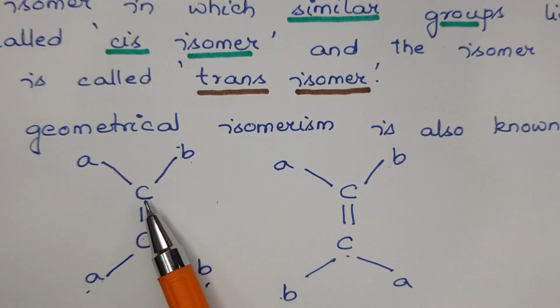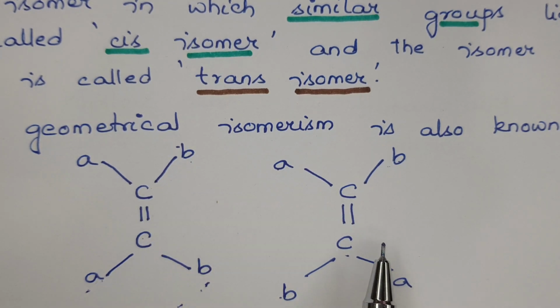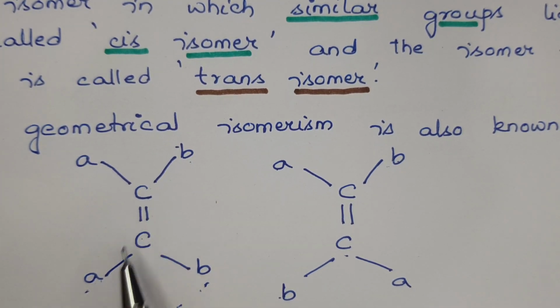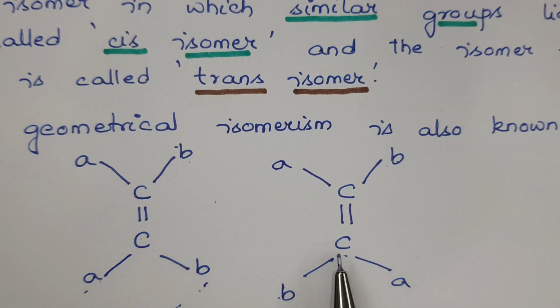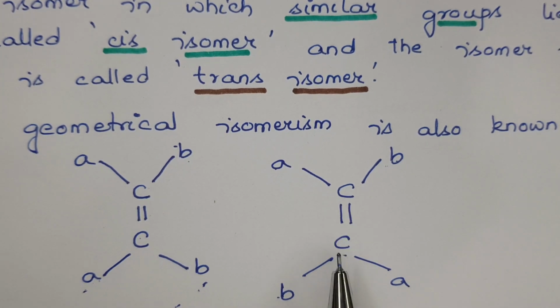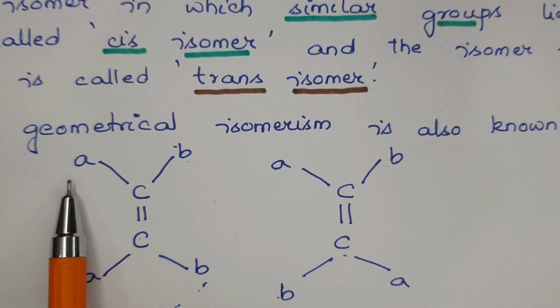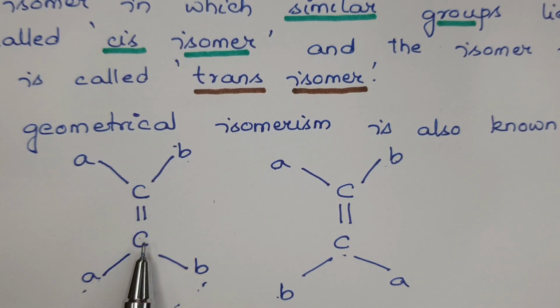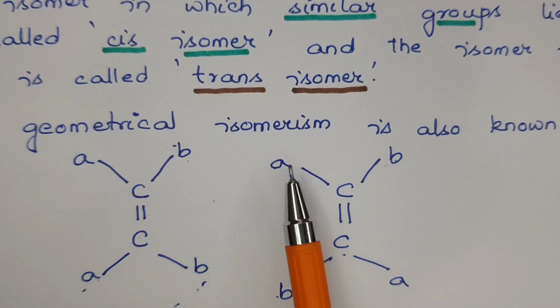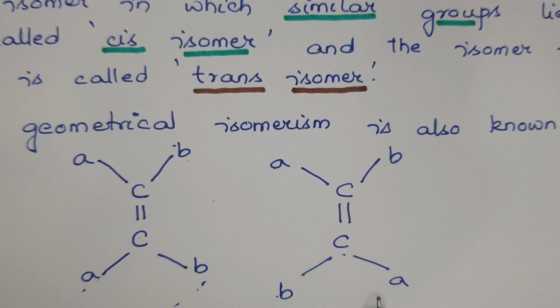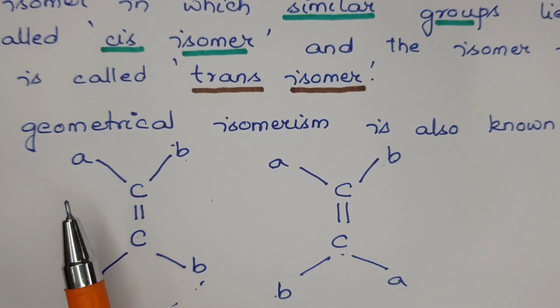See, I have taken here, this is one compound, this is one compound. Here you can find a double bond between two carbon atoms. In this also there is a double bond between two carbon atoms. And the atoms or groups present around these two carbons are A, B and A, B. Here also A, B and B, A. Both have the same structural and molecular formulae, students, but they only differ in the spatial arrangement. What is the difference? A, B, A, B.